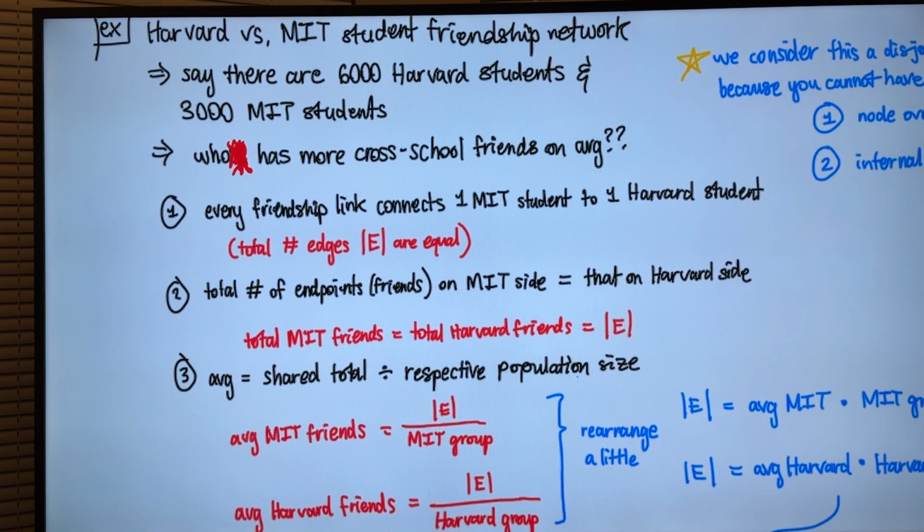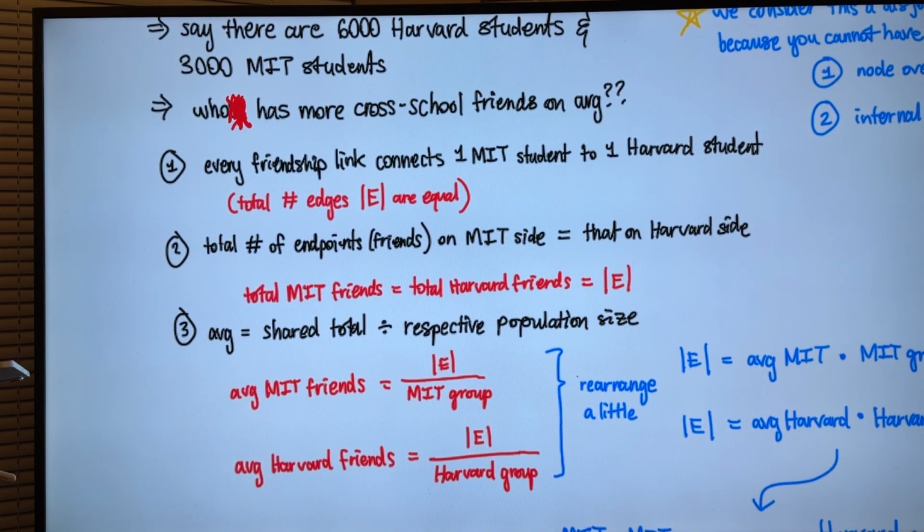Every friendship link contains one MIT student to one Harvard student. So the total number of edges, which you can calculate through the absolute value of E, those are equal, okay, right? Every friendship consists of one MIT student, one Harvard student. So every friendship link connects one to another. Therefore, your total number of edges are equal here.